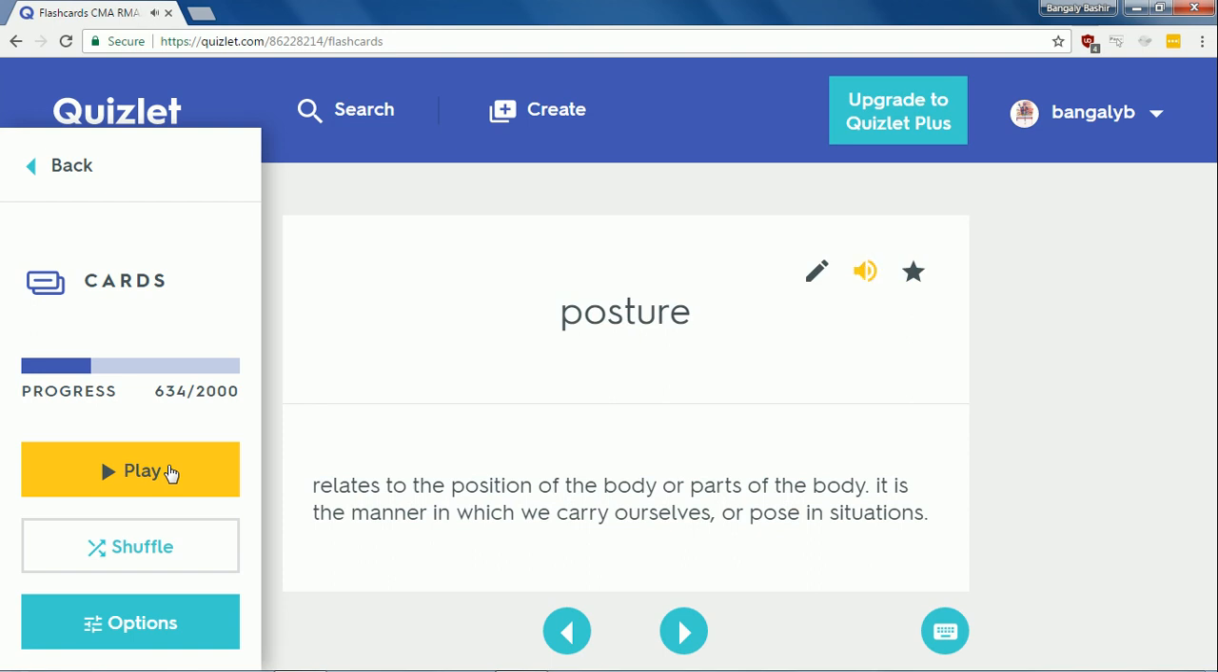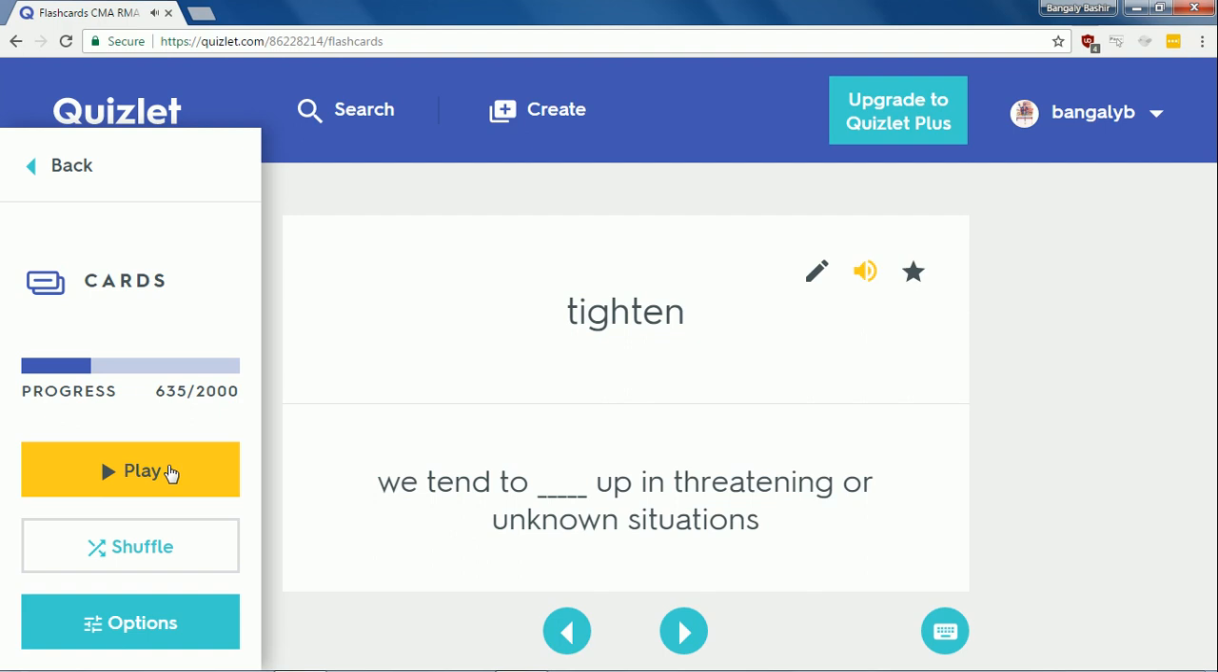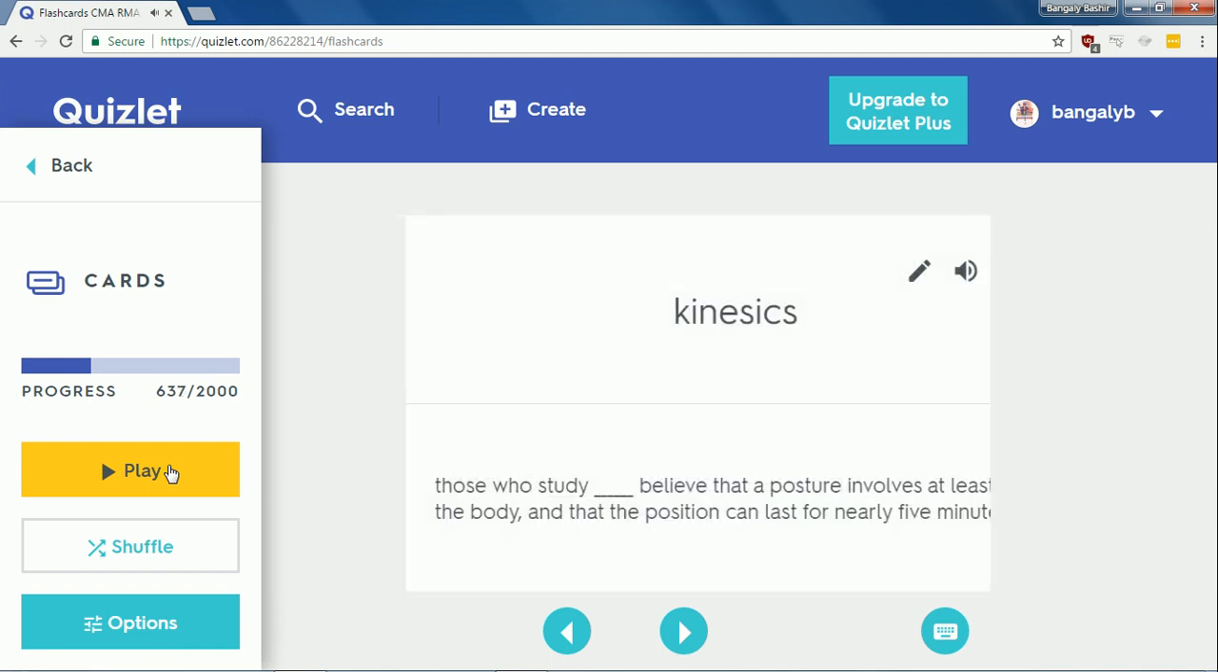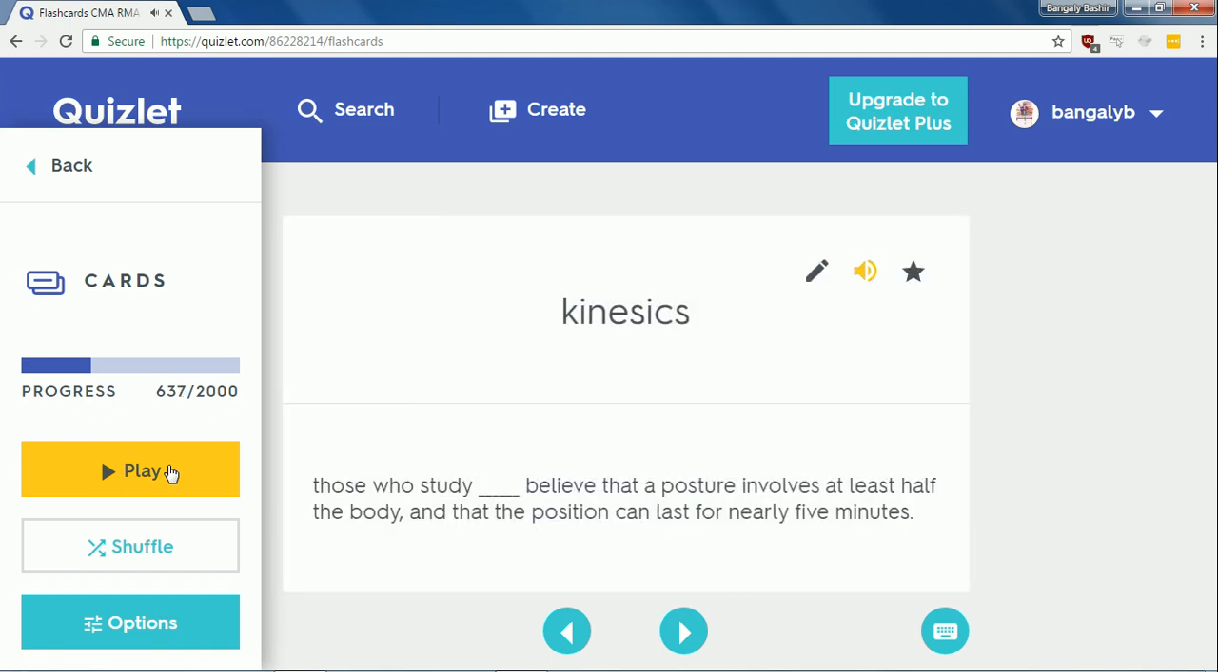Posture relates to the position of the body or parts of the body. It is the manner in which we carry ourselves or pose in situations. Tighten. We tend to tighten up in threatening or unknown situations. Relax. We tend to relax in non-threatening environments. Kinesics. Those who study kinesics believe that a posture involves at least half the body and that the position can last for nearly 5 minutes.